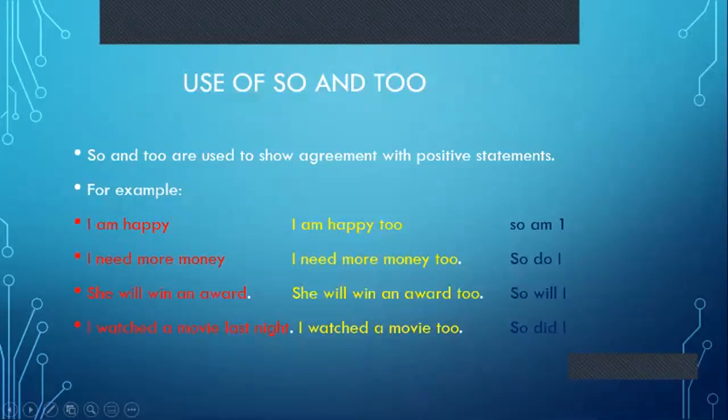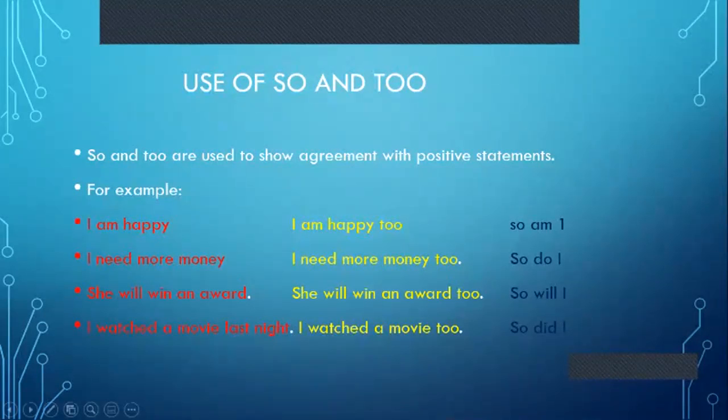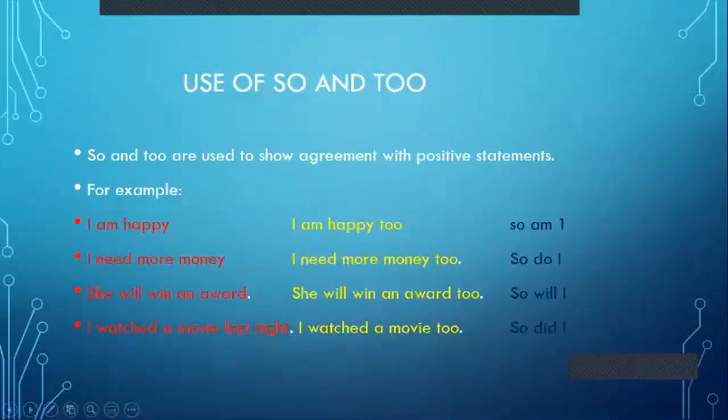You can see over here, use of so and too. I explained here, so and too are used to show agreement with positive statements. Whenever we write a statement and that statement is a positive statement, we use so and too, okay? As you can see, I am happy, I need more money, she will win an award, I watched a movie last night. These are all positive statements. They do not show any negativity, okay?